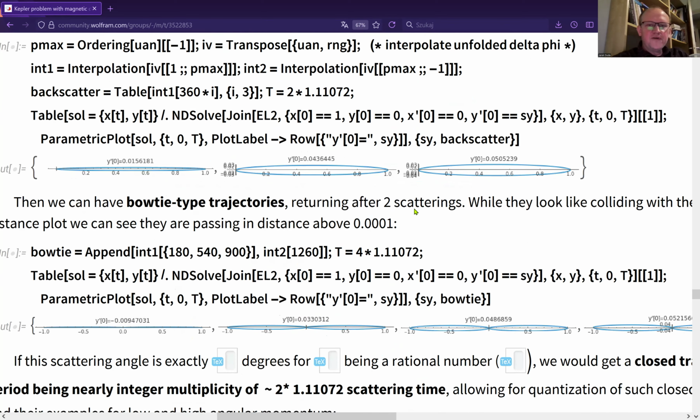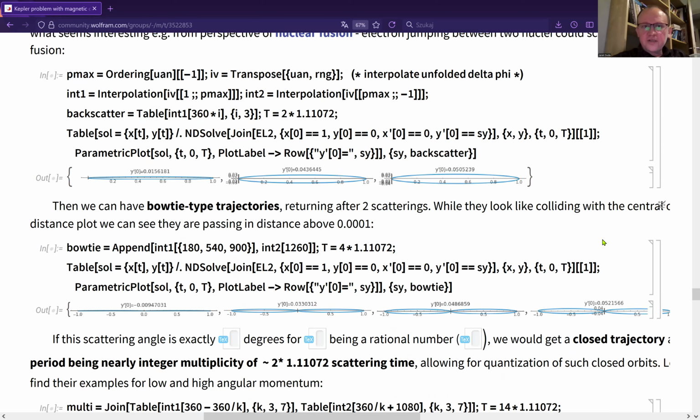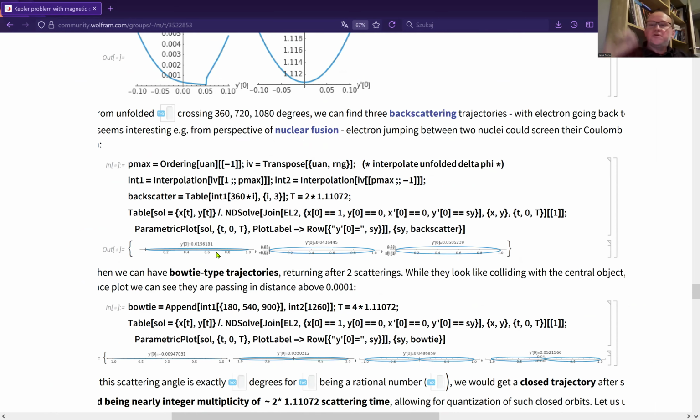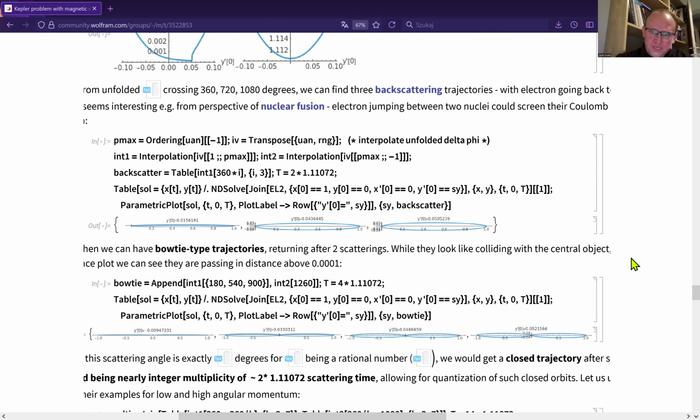I think it looks very interesting, especially regarding nuclear fusion. If you have an electron jumping like this, in nuclear fusion you have the problem that you have two positively charged nuclei, and you would like to get them together. The problem is that the Coulomb interaction repels them. But if there is an electron between them, performing this kind of trajectory, it could screen this Coulomb repulsion. So it could make the fusion easier. I think understanding this mechanism could be very interesting and important to improve approaches to nuclear fusion.